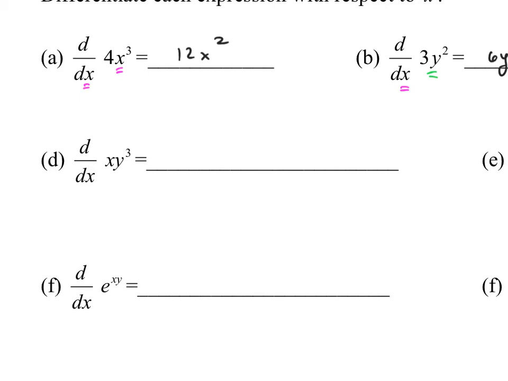It would be first times the derivative of the second plus the second times the derivative of the first. So we'd have the first, which is x, times the derivative of the second. So let's think about what's the derivative of y cubed? Well, that would be 3y squared. But then remember, variables don't match, so we need to add the y prime. So that's x times 3y squared y prime. That's first times the derivative of the second. Now we need plus the second, which is y cubed, times the derivative of the first.